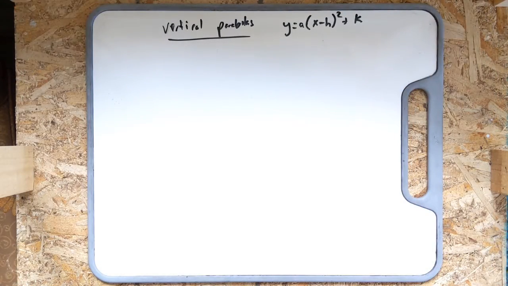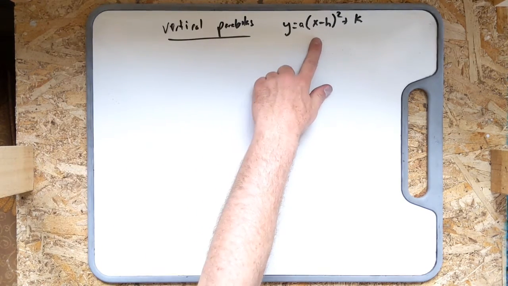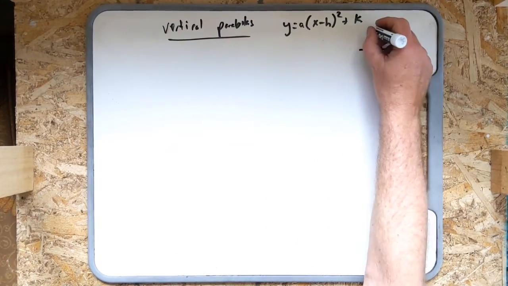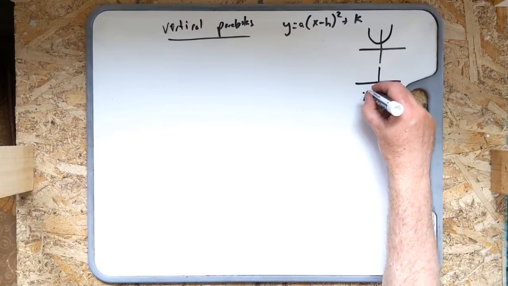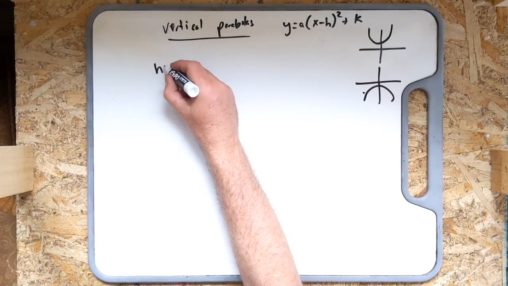This is a continuation of the parabola video, split into two parts. The first time we were doing vertical parabolas, which were of the form y equals a(x minus h) squared plus k. So a vertical parabola would look like, for example, this, or it could be upside down. Today we're going to do horizontal parabolas.